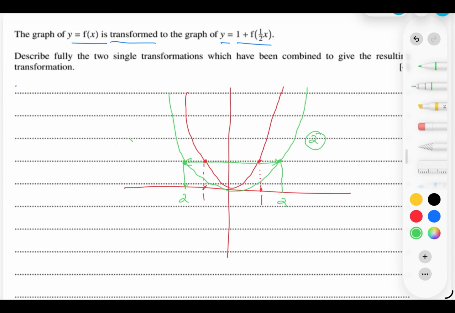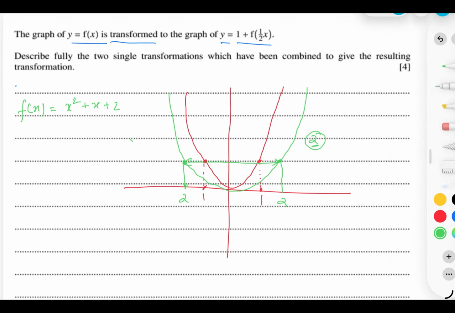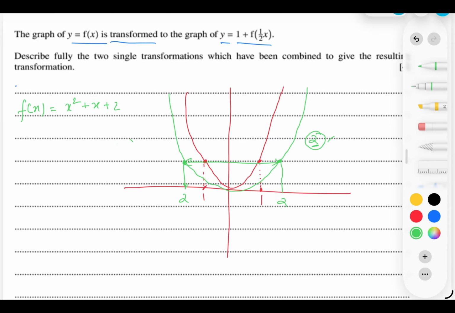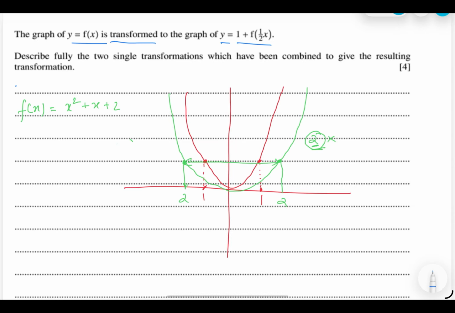So how can I show this transformation in this one? Horizontally, I have told you that we do the opposite. Repeat after me, opposite. If I'm multiplying over here, if I'm making it twice, in the function I will divide by 2. Horizontally, it would become x by 2. That would be x by 2 whole square plus x by 2 plus 2.